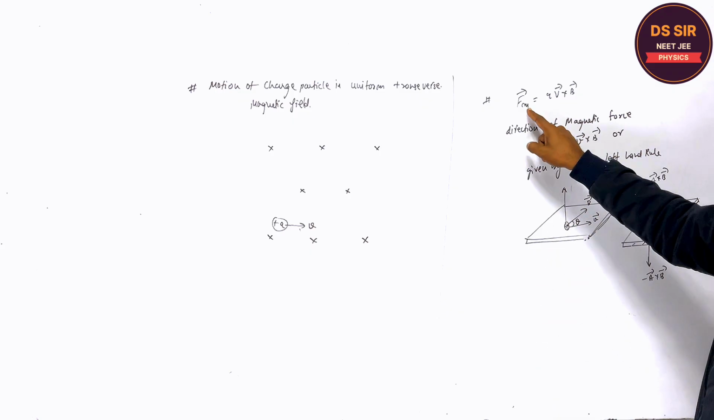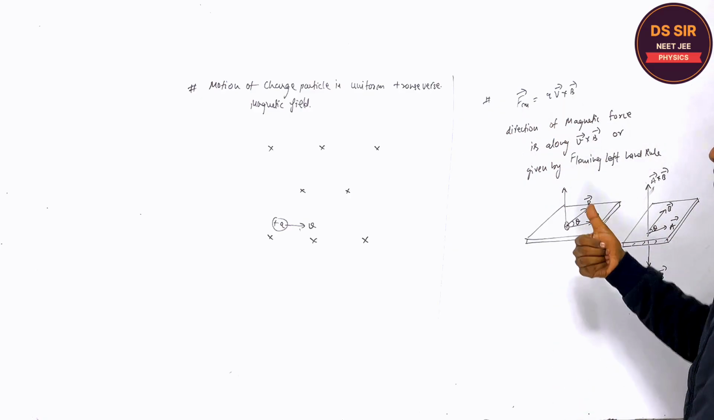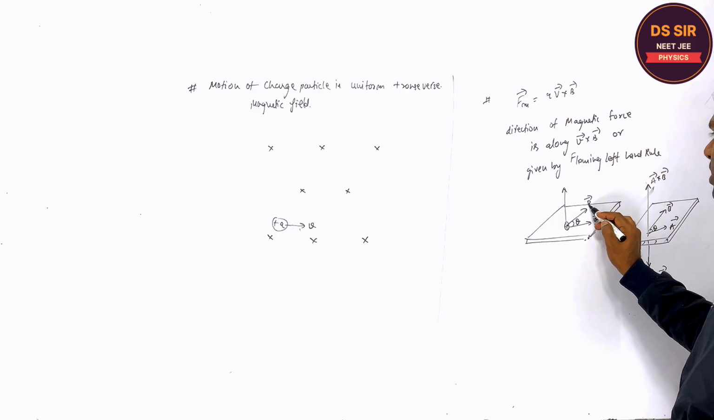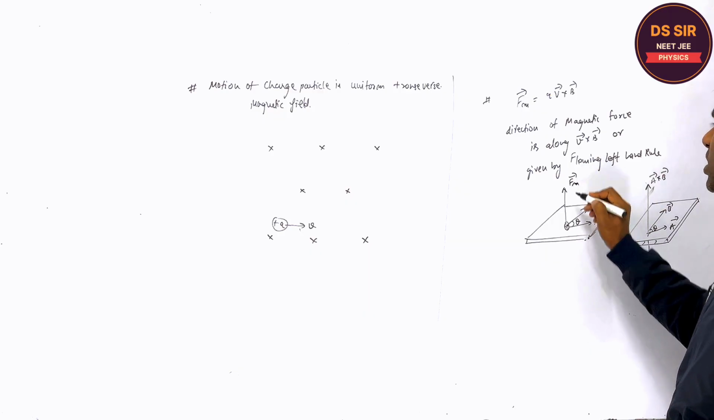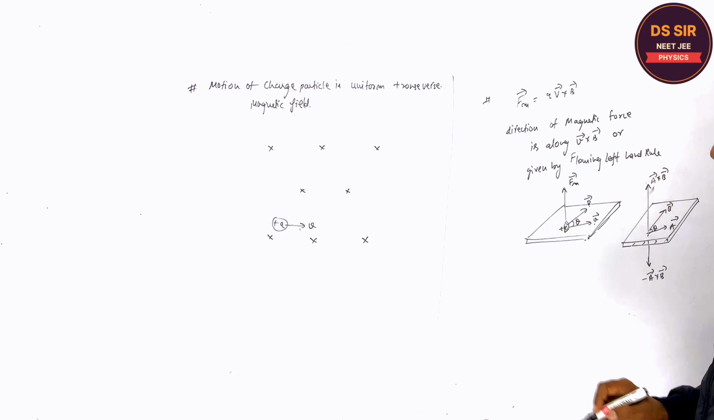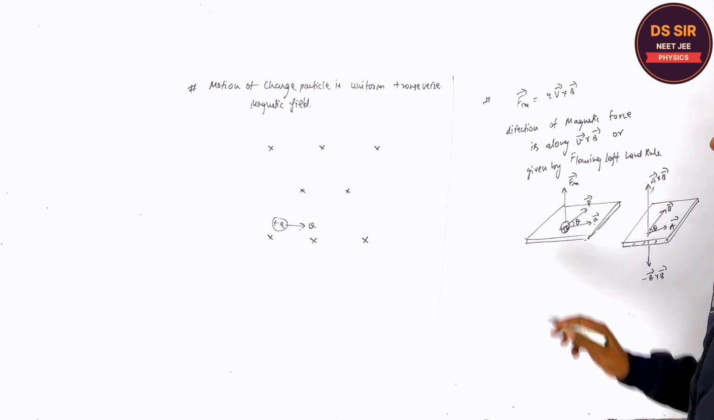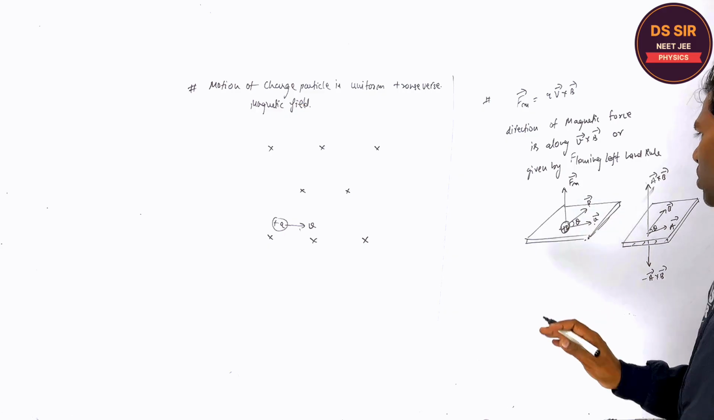In the same way, the magnetic force is given in the direction of q v cross B. So if this is v and this is B, this is the direction of the magnetic force. If this charge is plus q, on the plus q charge the force is in this direction. Are you getting or not?